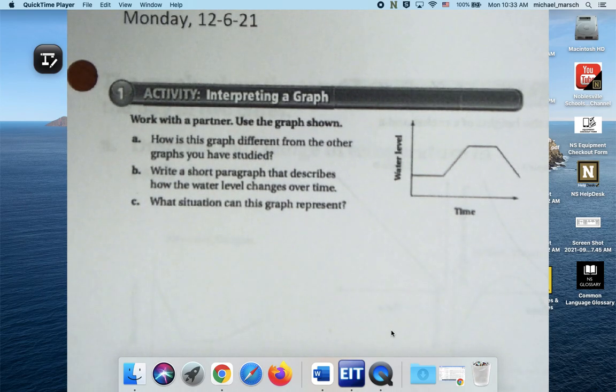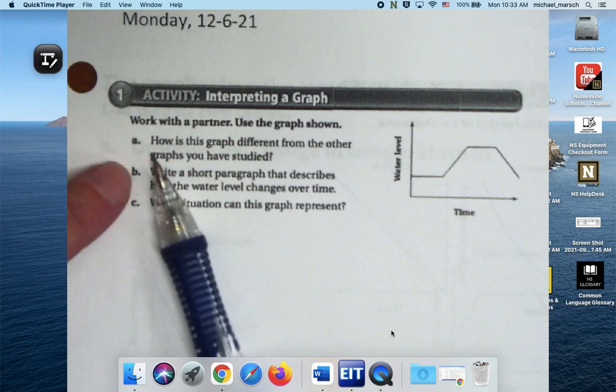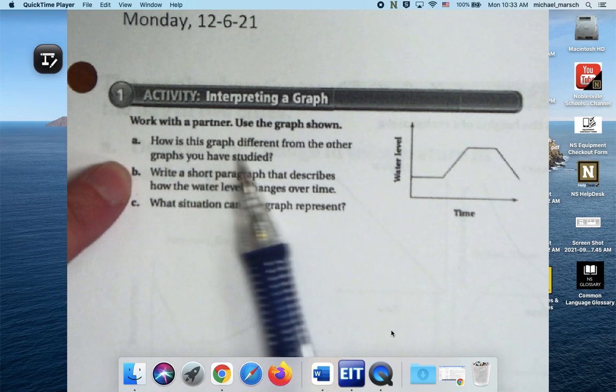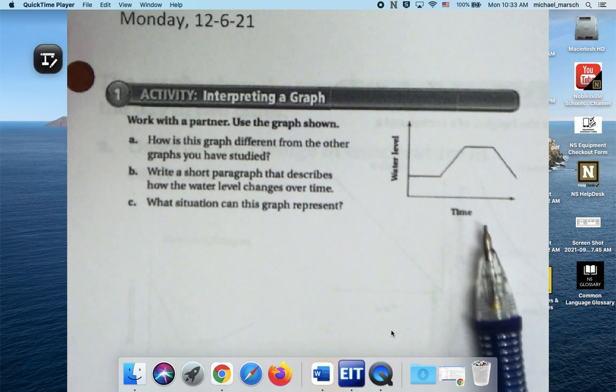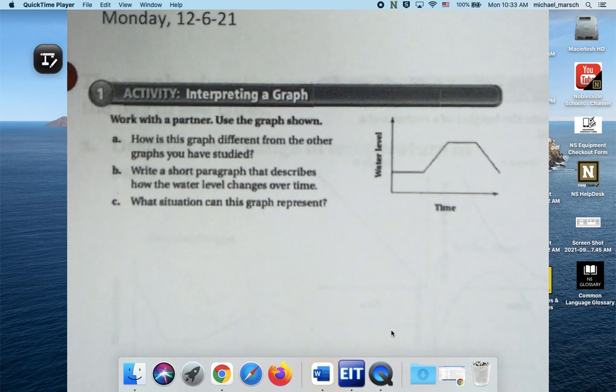Interpreting a graph. So we're just going to think to ourselves. We're looking at this graph, and we're going to answer these 3 questions. How is this graph different from other graphs we have studied? Meaning, what does it have? What does it not have? So what does this graph maybe not have that you're used to seeing on graphs?